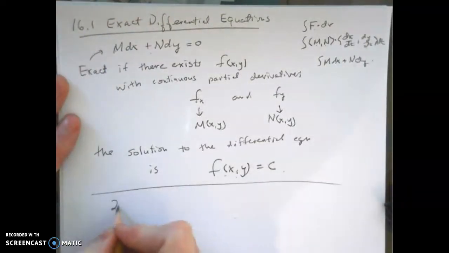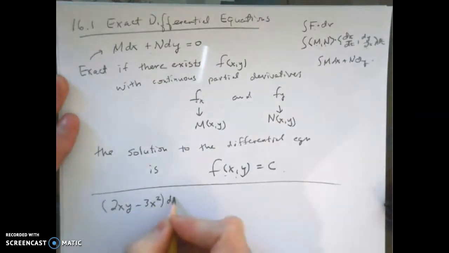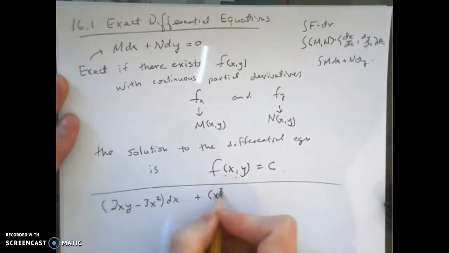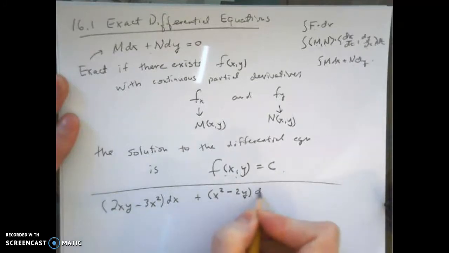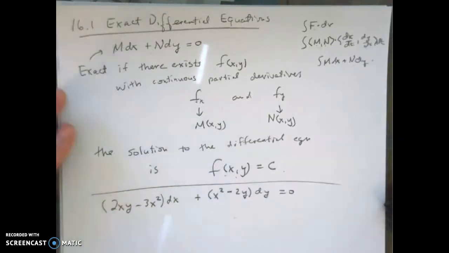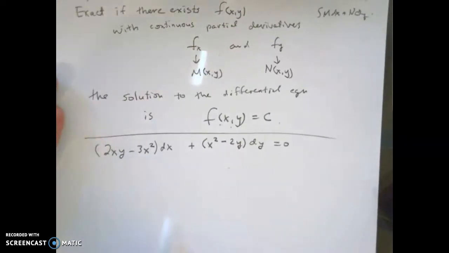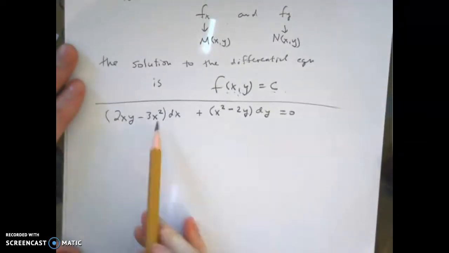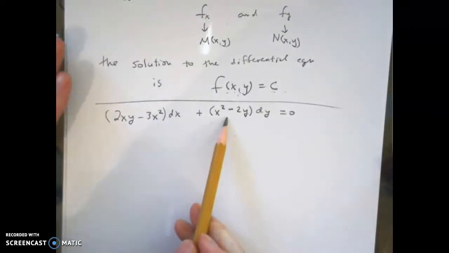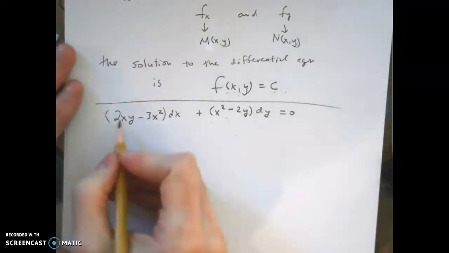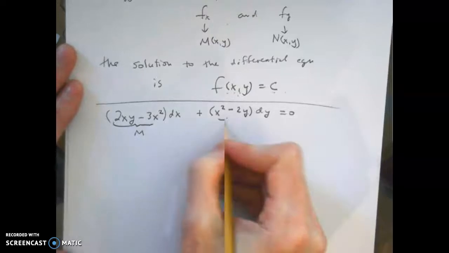So I have something like (2xy minus 3x squared) dx plus (x squared minus 2y) dy equal to 0. First, I want to know, is this thing exact? Second, if it is exact, I want to find that function f so that I can find the solution to this differential equation. If you notice here, this might be a lot more difficult to separate your variables like we did in the example from the previous day, or like you did last year. Okay? So this thing is your M, this thing is your N.